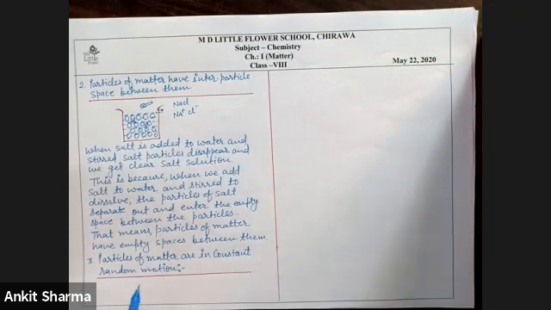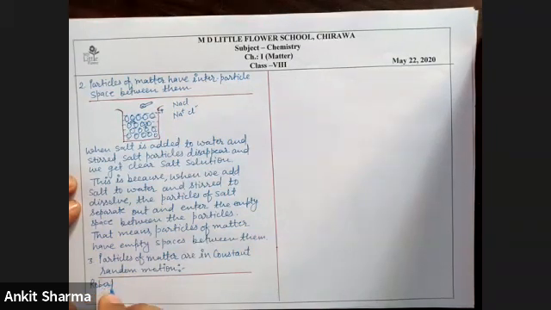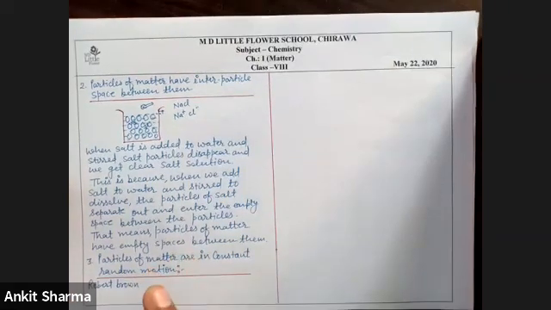The scientist named Robert Brown. What is the scientist's name? Robert Brown gave the evidence for the existence and movement of particles in liquids. Robert Brown ने क्या दिए? सबूत दिए हैं इसके. Okay, he gives the evidence. How he gives? Let's study.